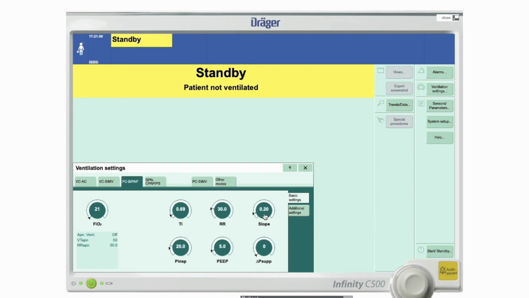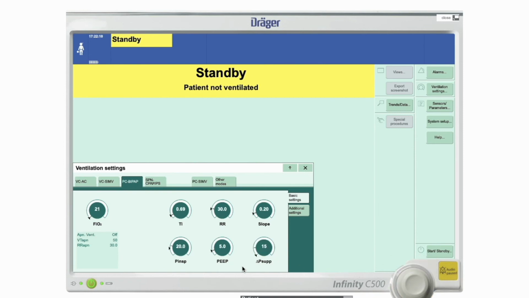The slope, or the time it takes for the breath to get to its maximum pressure, which is 20, is 0.2 seconds, and I think that's absolutely fine. But I am going to change the pressure support and give the patient some pressure support to be equal to the amount of the inspiratory breath.